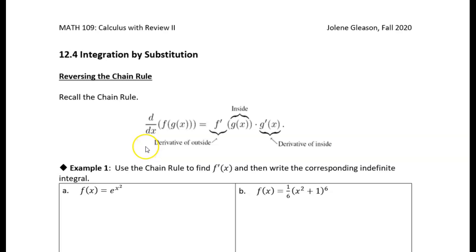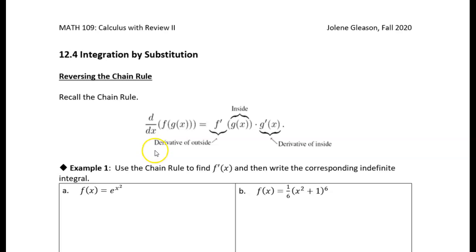Remember when you learned to find derivatives, we first learned how to take the derivative of basic functions, right? We learned the power rule. We learned how to find the derivative of e to the x or natural log of x, and we learned sine and cosine.